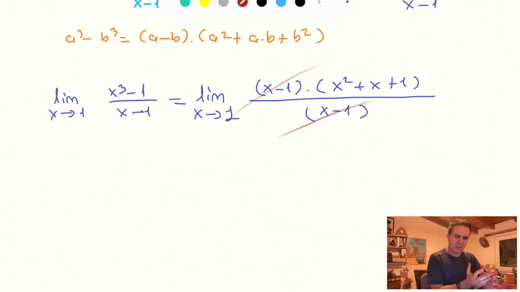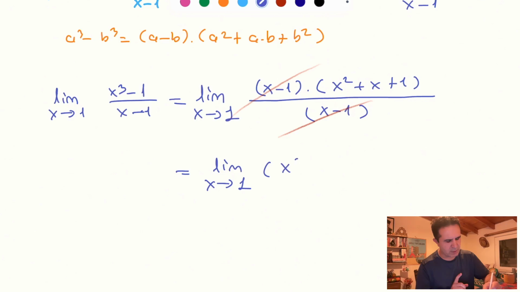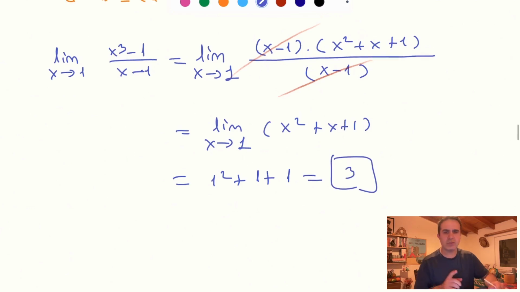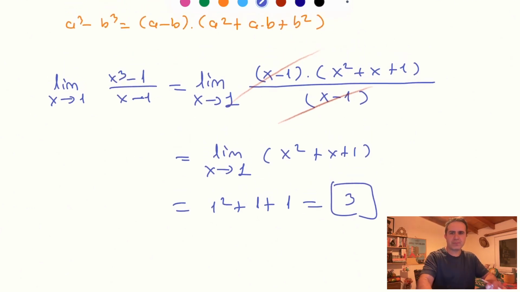After the cancellation, we can now substitute 1 for x. And we get here the limit as x approaches 1 of x squared plus x plus 1. And we can substitute 1 here, 1 squared plus 1 plus 1. And this will be equal to 3.